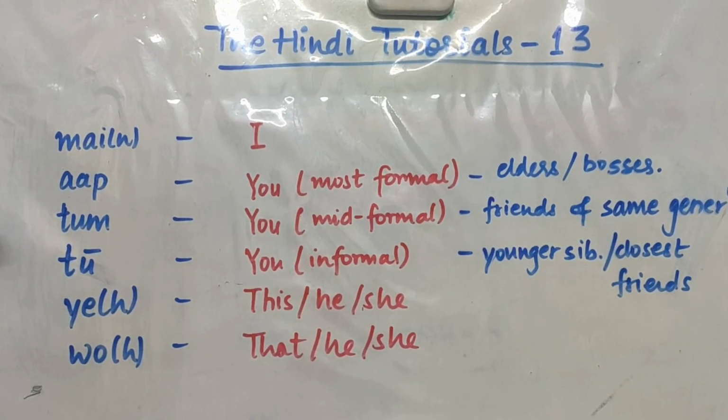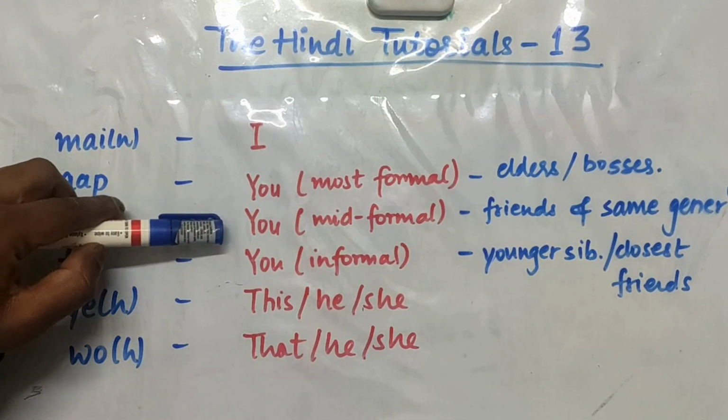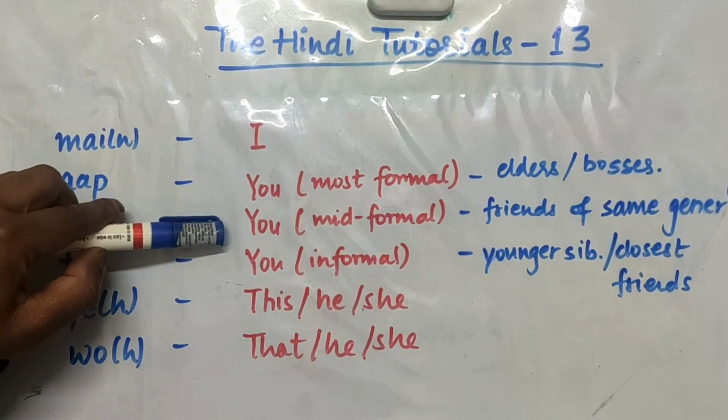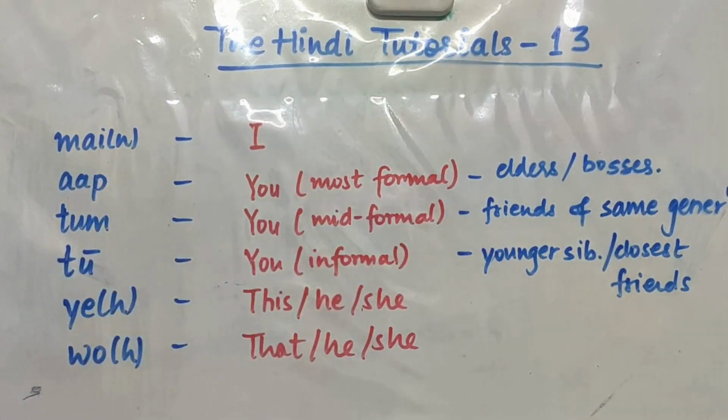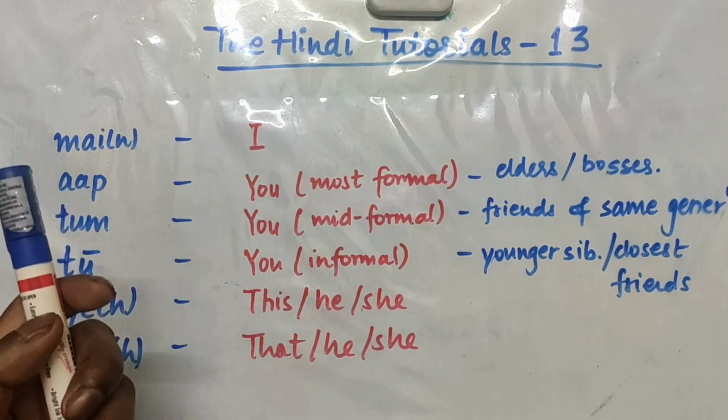The next word is तुम, which is also you but a bit less formal. This is used with the friends of the same generation, while the third one is tu, which is completely informal and is used between only the closest friends or younger siblings.